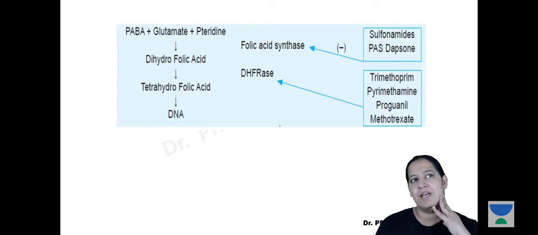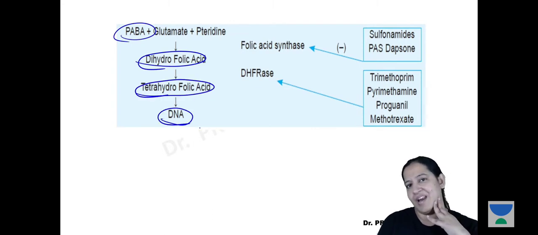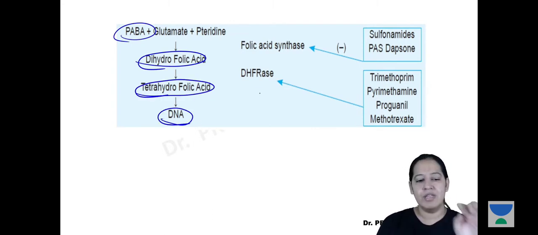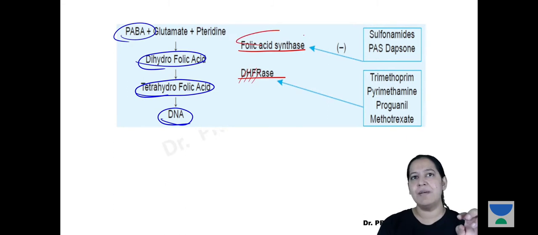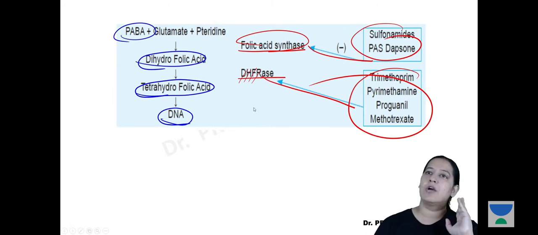The same thing is given here. PABA gets converted into DHFA, DHFA gets converted into THFA, THFA gets converted into thymidine, then DNA. So during this, two enzymes are required, folate synthetase and DHFR, dihydrofolate reductase. The first enzyme is inhibited by sulfonamides, the second enzyme is inhibited by trimethoprim. And the combination of the two is known as cotrimoxazole.